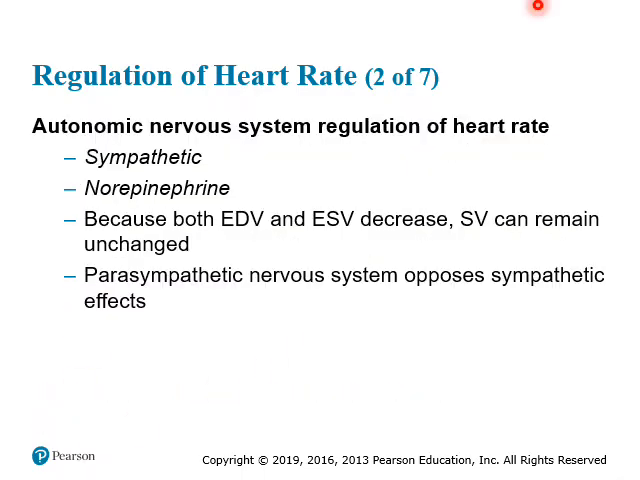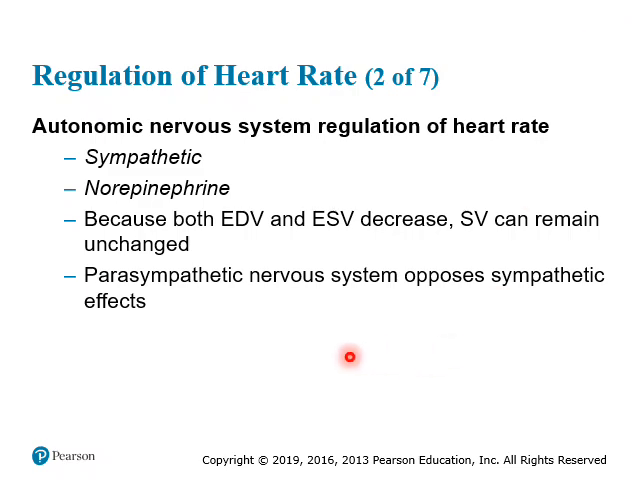The autonomic nervous system regulation of the heart is brought about by the sympathetic nervous system and its hormone, norepinephrine. The sympathetic nervous system is activated by emotional or physical stressors, and norepinephrine is released. When norepinephrine is around, it causes a generalized increase in pacemaker activity and contractility. Because of this, the end diastolic volume and the end systolic volume will decrease.